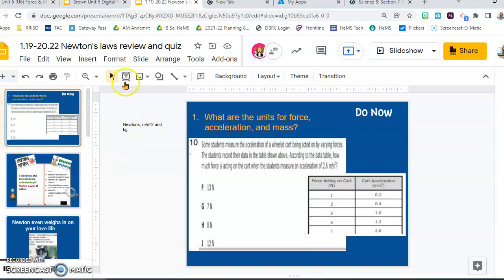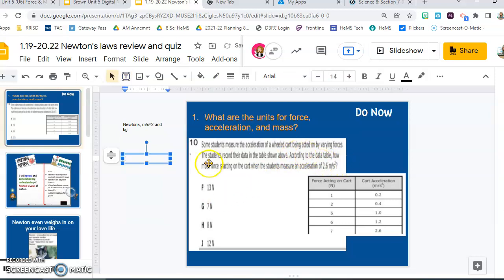So my second text box is going to be: some students recorded the measure of acceleration on a wheeled cart. So we took, remember, using our force over mass times acceleration. We have force in the first column, and we have mass here. So my friends took this, and they said, well, here's 1, and you divide it by this. So I'm going to bring that box over here.